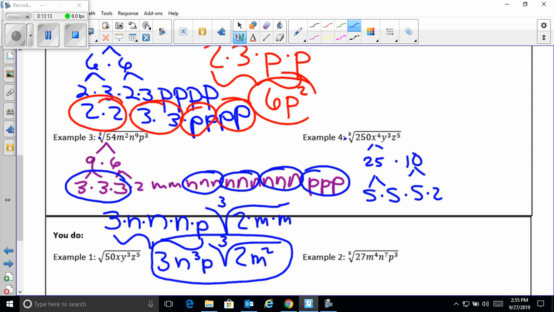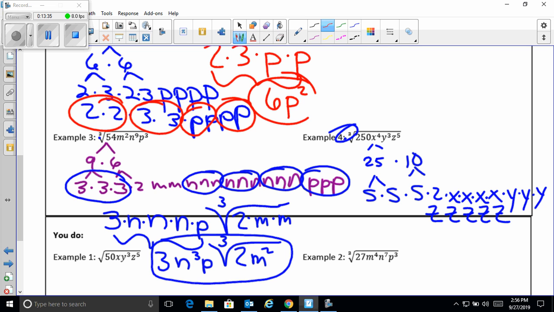x to the fourth is 4 x's: 1, 2, 3, 4. y to the third, 3 y's: 1, 2, 3. I'm running out of space. Some of these are going to go down below. z to the fifth, 5 of them. It is a cube root.